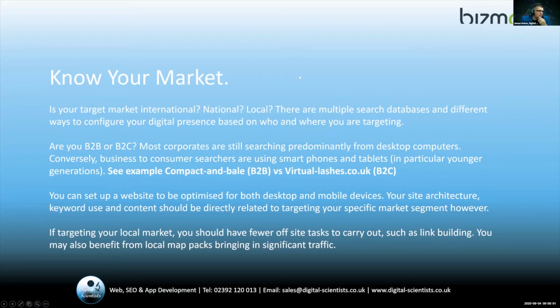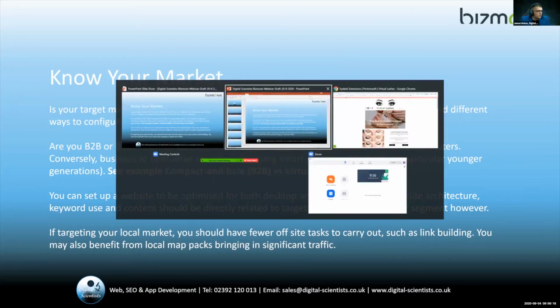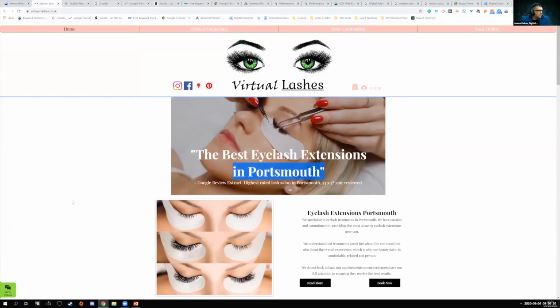So fundamentally, you need to know who you're targeting, where you're targeting, to really start generating some great keyword data sets for your site and optimizing your site to be targeting the right locations, the right audience. So I'll give you some prime examples right now. If you look at Virtual Lashes, very, very strong in the Portsmouth area.